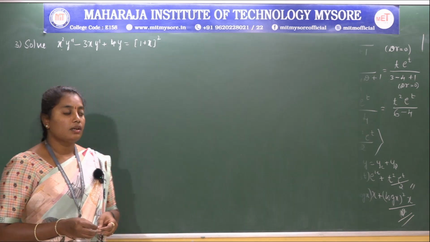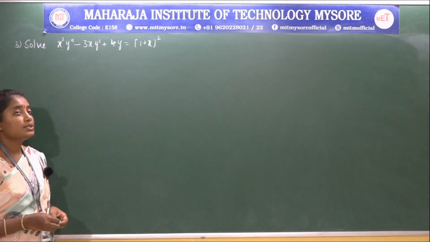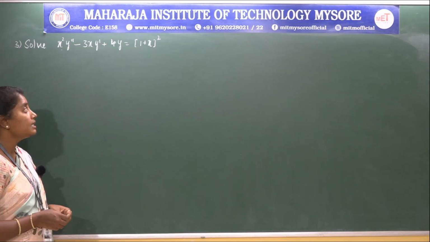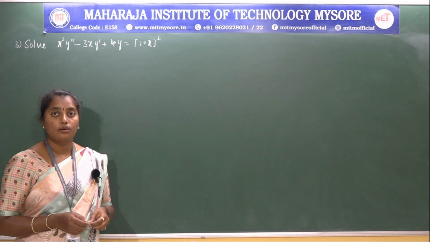Next problem on Cauchy's linear equation is x square y double dash minus 3x y dash plus 4y is equal to 1 plus x whole square.